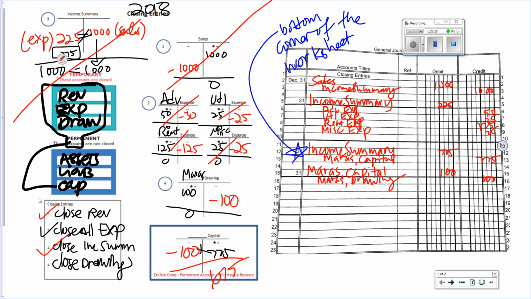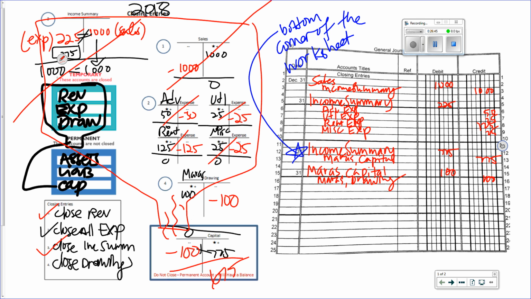This was one giant funnel to capital. Money came in, good thing. Money went out, bad thing. We had to close income summary, which we know is really net income. And then we had to close drawing. It literally all funneled down to capital.